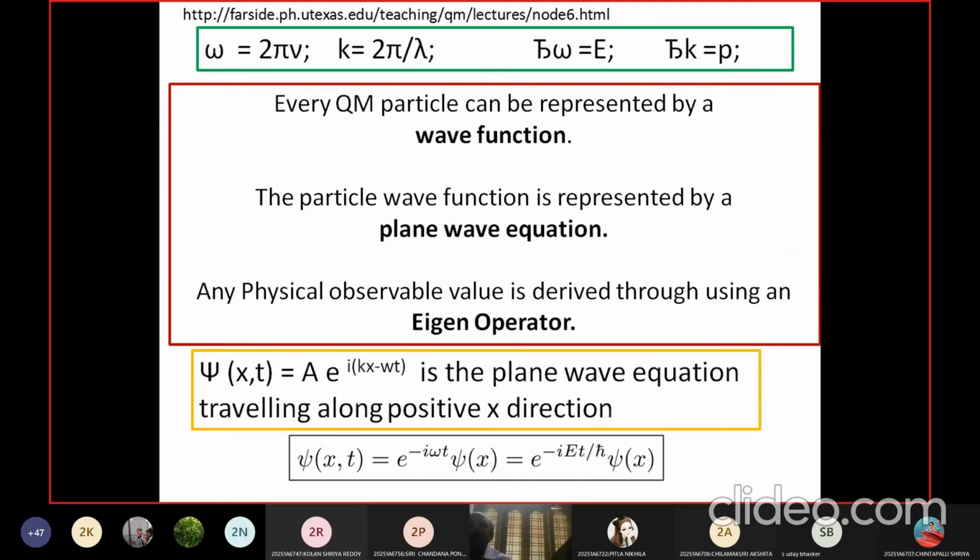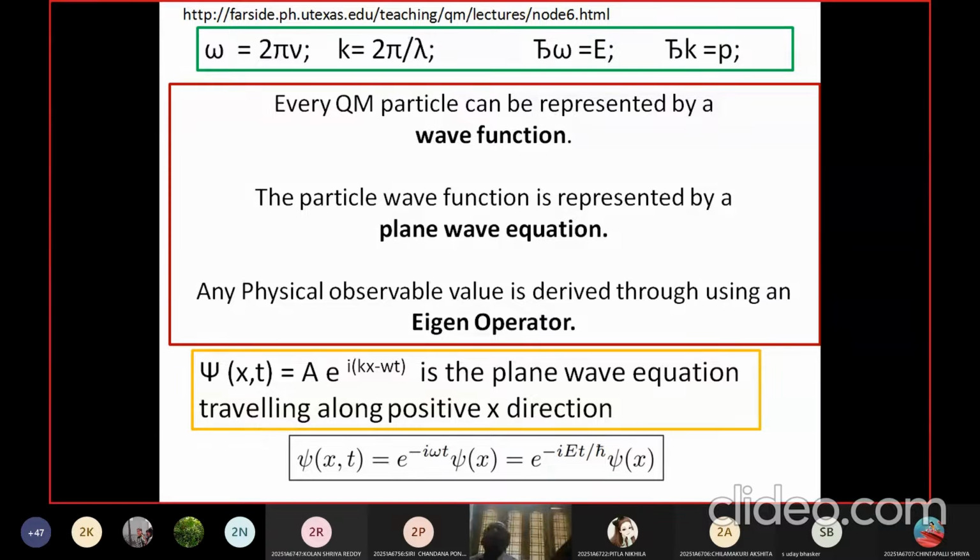Okay, before going to that, let us see these things. What do you see on the top, or to say top rectangle? Omega is equal to 2 pi nu. K is equal to 2 pi by lambda. What is omega called? Angular frequency or angular velocity, whatever you want to call it.